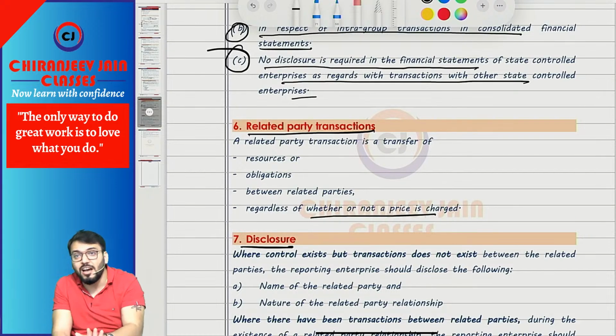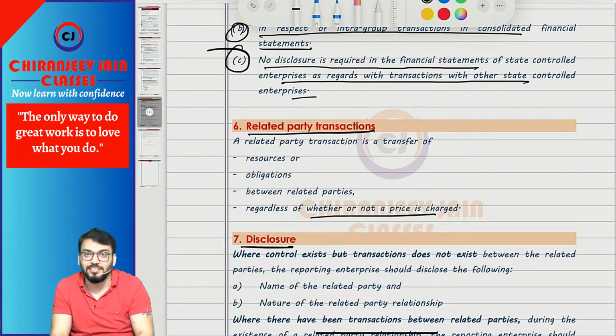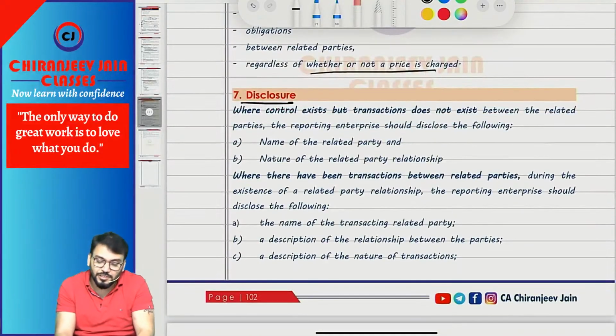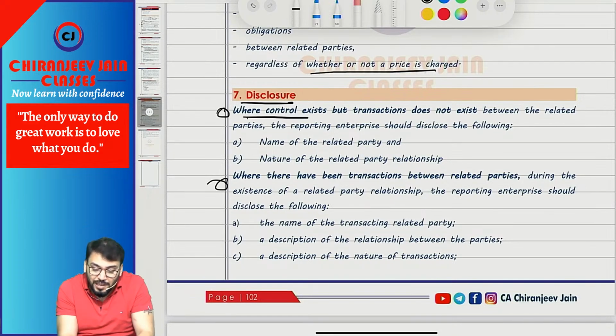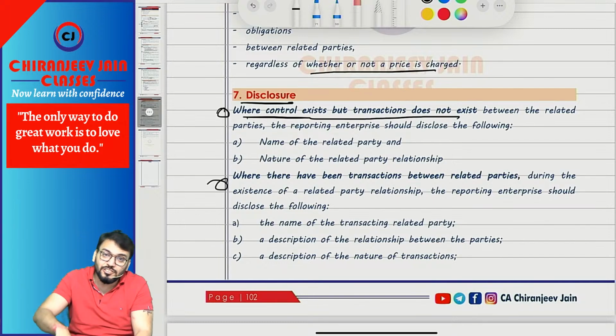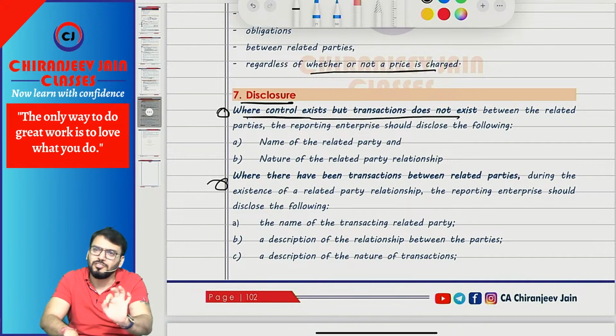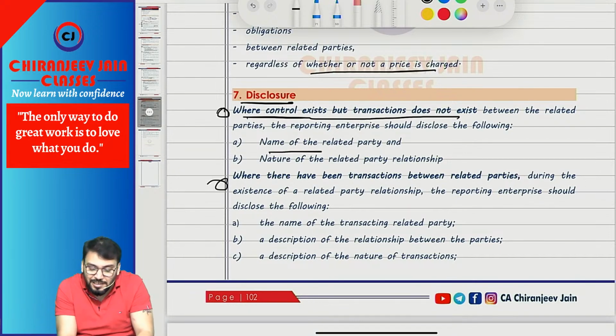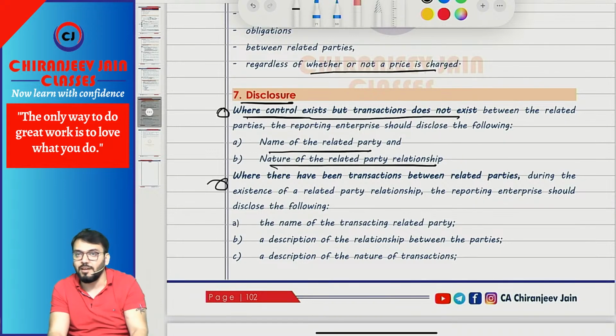Price has not been charged, then also it will be what? Related party transaction will apply. Disclosure. So disclosure has been divided in two parts. When the control exists but the transaction does not exist, so whenever control exists but there is no related party transaction, then also some disclosure is required. For example, name of related party and nature of related party relationship. These two disclosures are required.